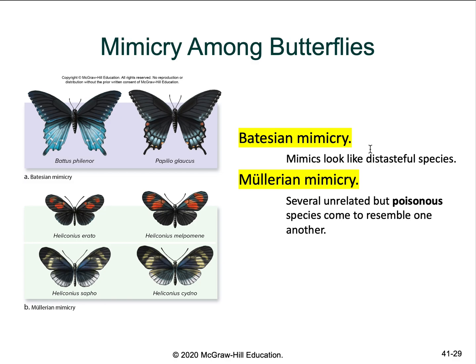A good local example is the monarch butterfly. The monarch butterfly itself is poisonous, but the queen's butterfly is not. But the queen's butterfly mimics the monarch so that birds see it and think that it's a monarch and therefore won't eat it. So that one is a really good example of mimicry.